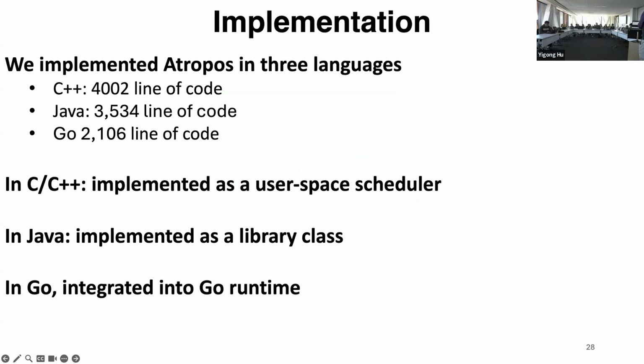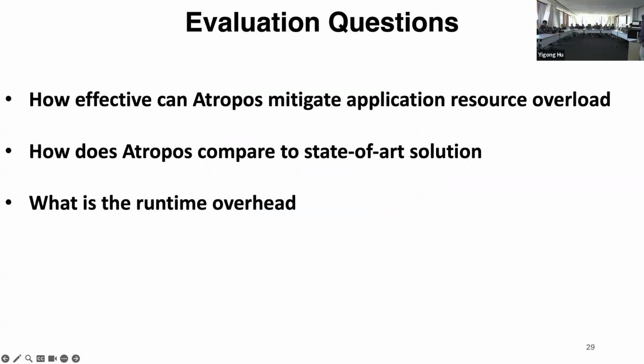Okay. And then we will talk about the evaluation. In the evaluation, we will answer 3 questions. First, how effective can Atropos mitigate application resource usage? Second, how does Atropos compare to the state-of-the-art solutions, meaning the overload control system and the performance isolation system? And third, what is the overhead of running Atropos?